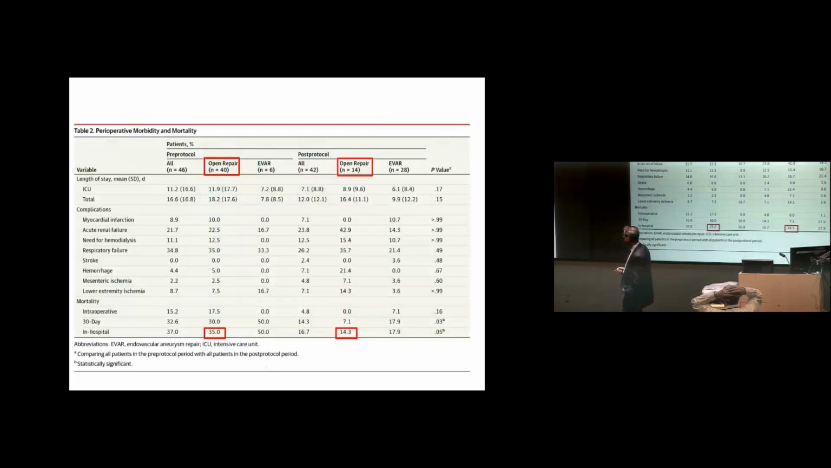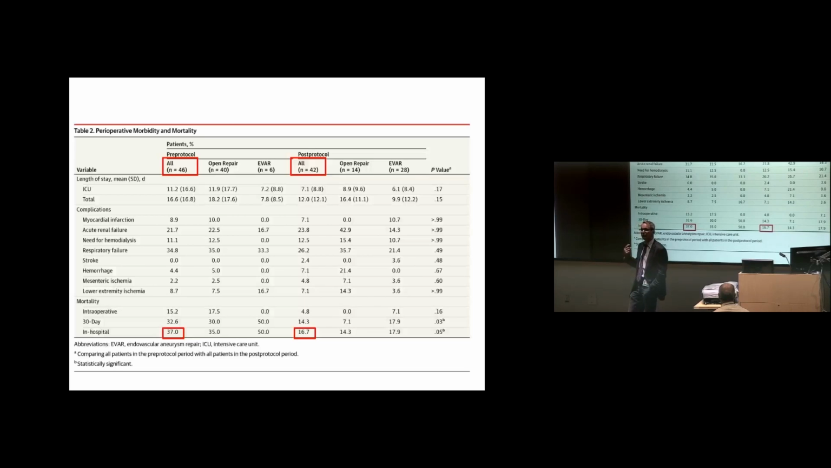And what they found, contrary to the Seattle group, is that the group at Stanford found an improvement in mortality after the protocol for both open repair. Prior to protocol, 35% mortality. After the protocol, 14% mortality for open repair, which is remarkable. And likewise, I saw an improvement in mortality for endovascular repair, 50% before protocol initiation, 18% after protocol initiation. And overall mortality dropped from 37% to 17%, all comers.